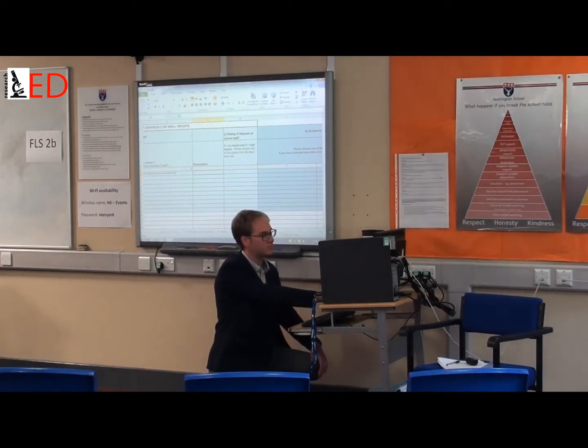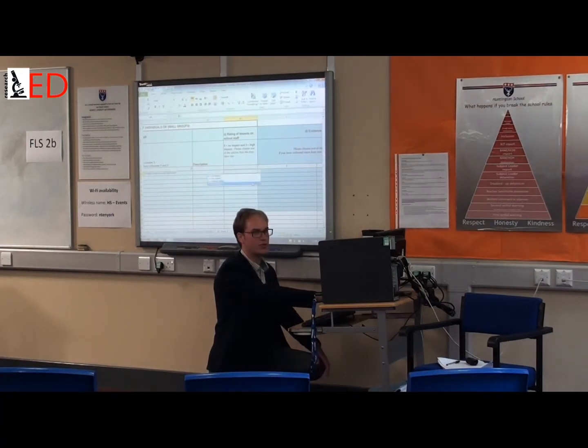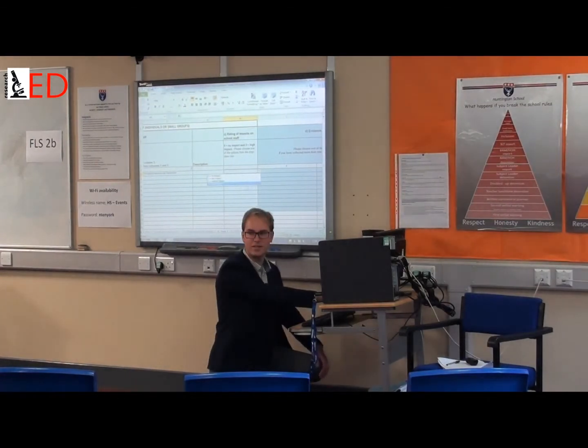So we've got some very top level categories there, and they can put the detail of what's been collected in that box. We've then got a box here for rating of impacts on school staff. Okay, so it's very simple. We're not trying to do something that's scientifically robust here. The process though is to try and get people to think about evidence can be of different quality, and the work that you're doing can have different types of impact on the school.